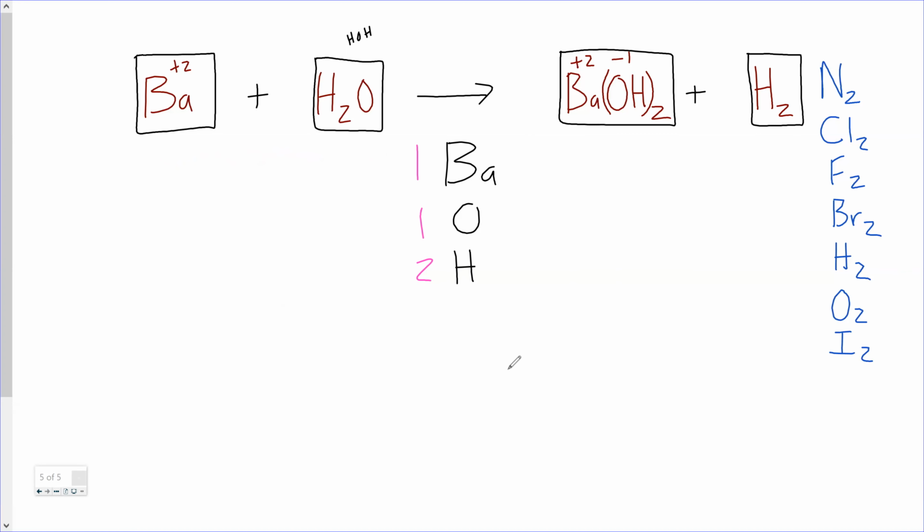Now we're doing the other side. For BA, there's 1. Correct. There is 1. Let's see if you get this, Miss Whitney.